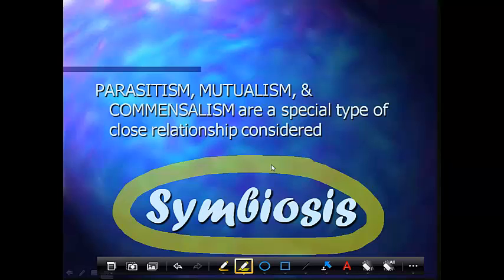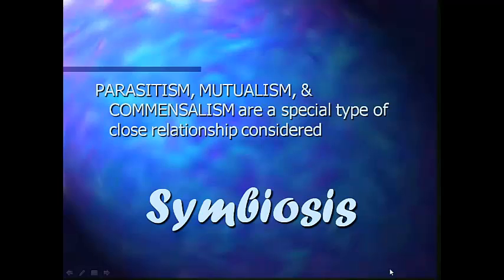So in these types of relationships, the organisms are living literally on top of each other or in close relationship to each other. The parasite is living right on the host. The mutualistic organisms, for example, the pollinator and the flower, are making actual contact with each other, and the same with commensalism. The remora is attached directly to the shark. Because they're such a close relationship, we put them in a special category called symbiosis, which is different from your typical relationship of just predator-prey or something like that.